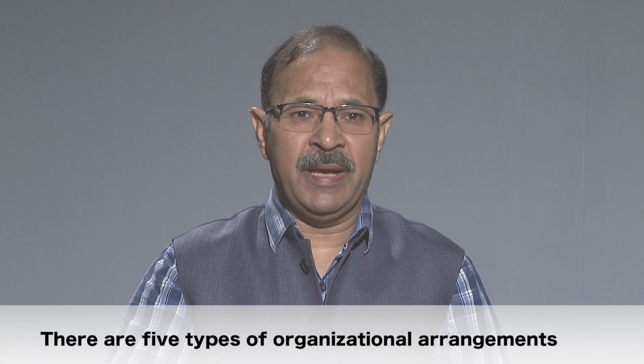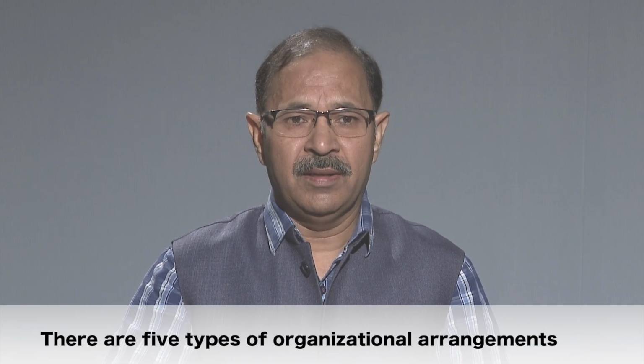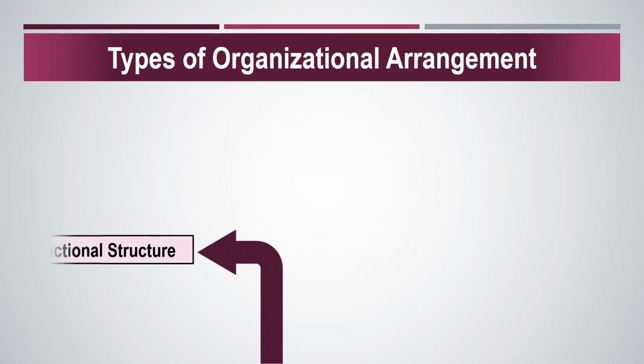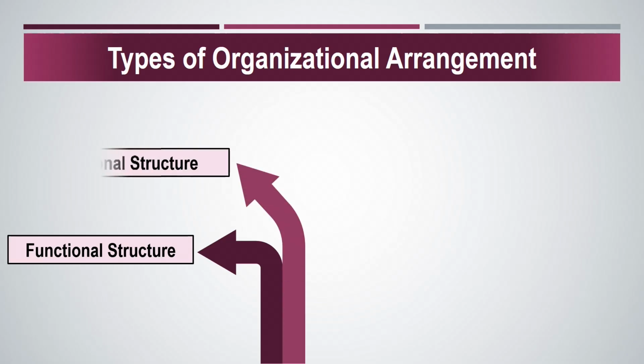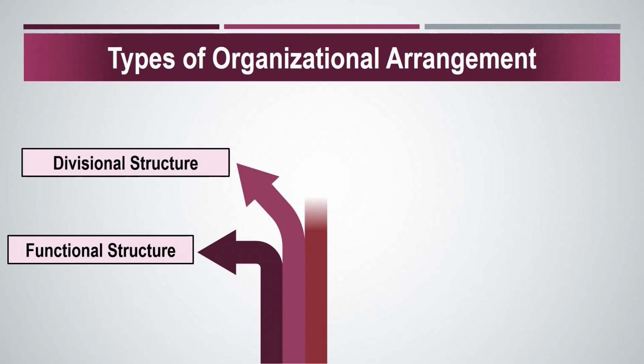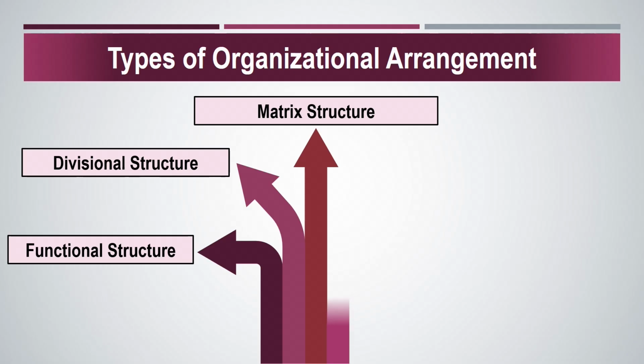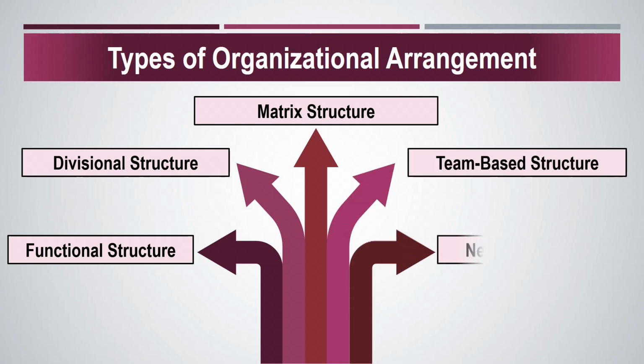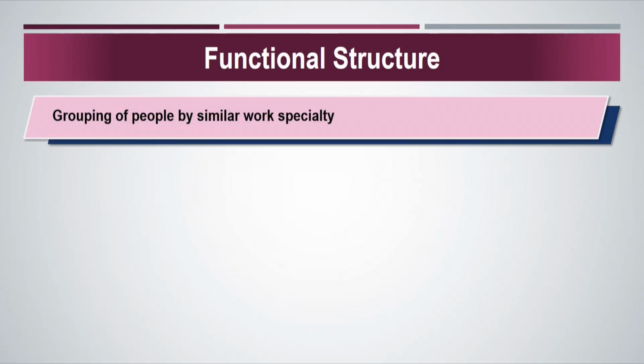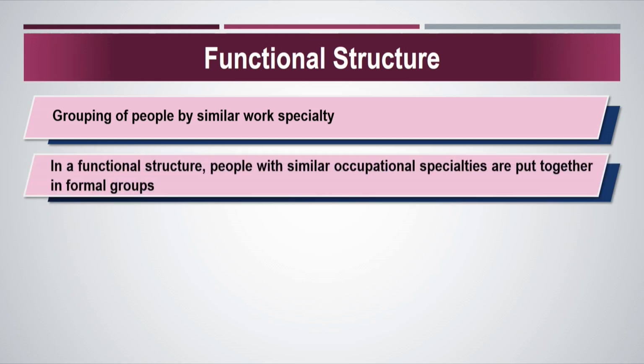Basically, there are 5 types of organizational arrangements. These arrangements are functional structure, divisional structure, matrix structure, team-based structure, network structure. Let's go through them one by one. First, functional structure. Here, grouping of people with similar work specialty is done. In the functional structure, people with similar occupational specialties are put together in a formal group.